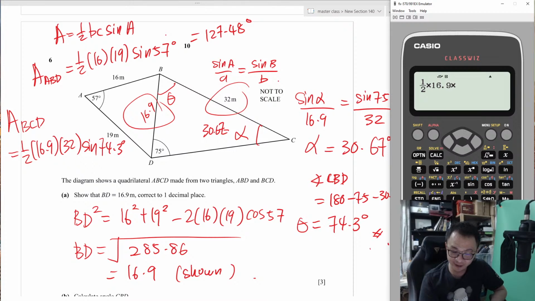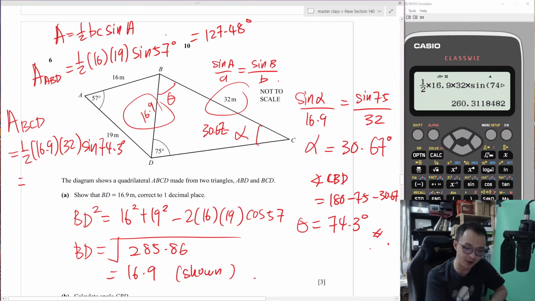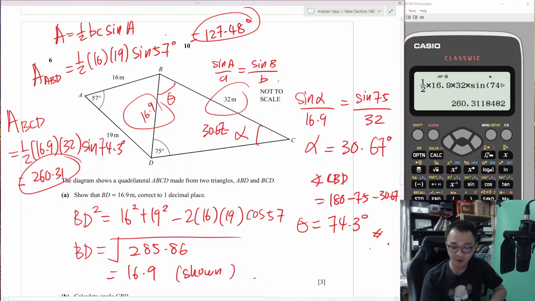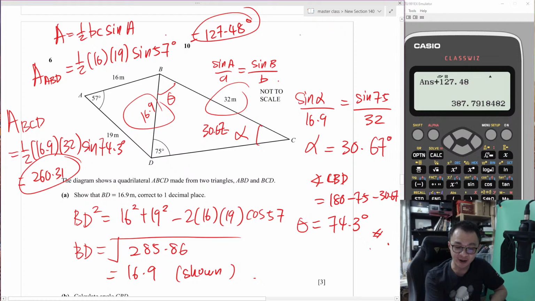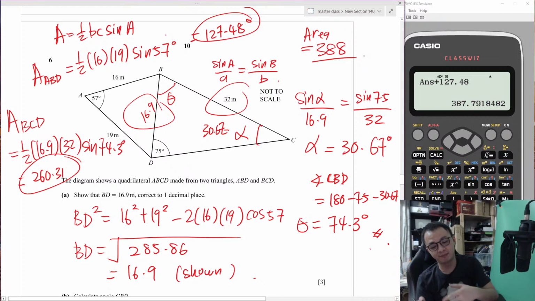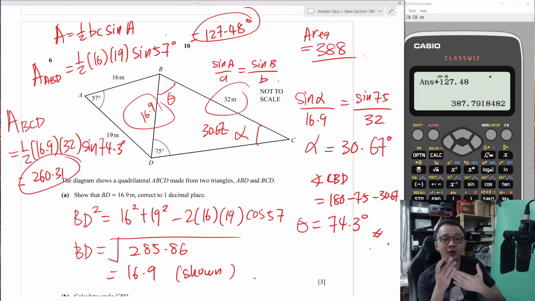16.9 multiply 32 multiply sine 74.3. Alright, this area will be 260.31. So the whole quadrilateral, just plus both of them. So I will plus with 127.48. Then the quadrilateral area will be, I will round off here, 388. If you want 3 significant figures, you can say 388 or 387.80 also can. Alright, this is how we do this kind of questions.